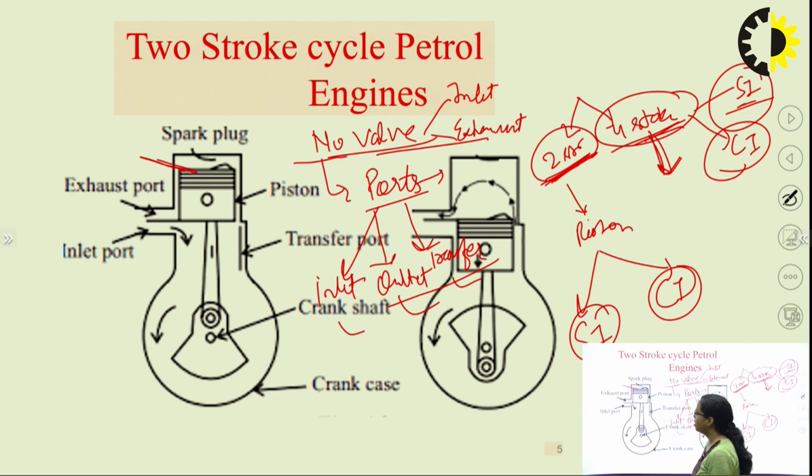Design of piston. In designing the piston in a two-stroke engine, there is a crown. You can see this is the crown which is provided over the piston. What is the purpose of providing this crown? I will discuss it later. So now these are the two constructional differences between two-stroke and four-stroke engine.